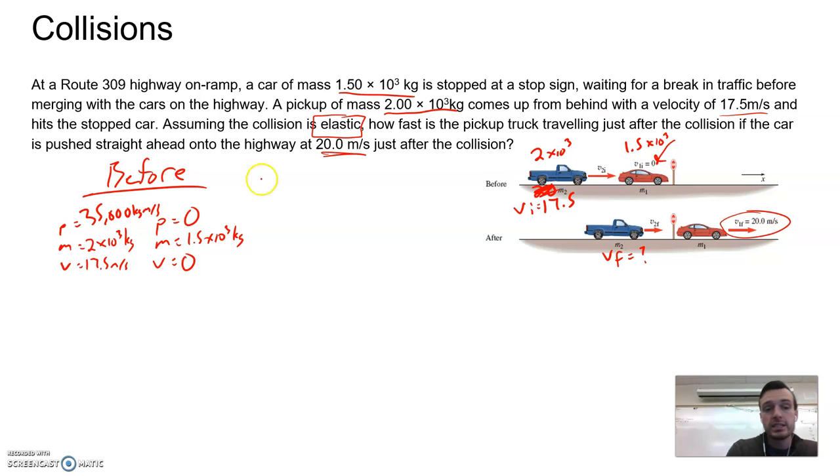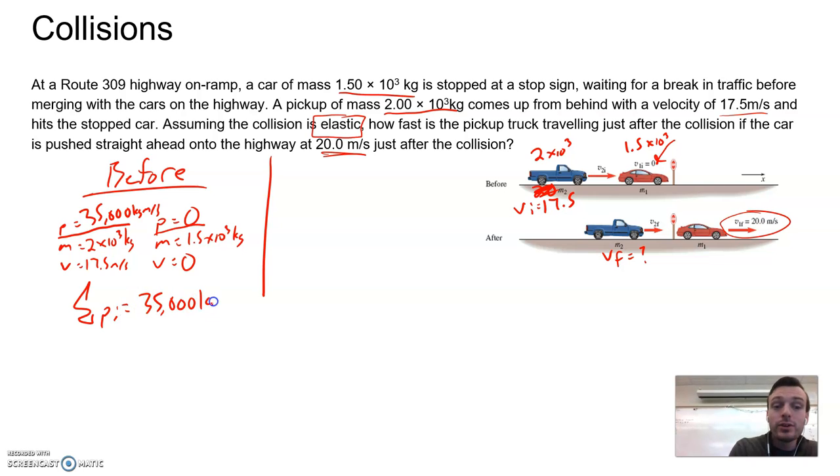Now, that's before the collision, and so if the truck has 35,000 kilogram meters per second momentum and the car has 0, you add them together, the total momentum before the collision is 35,000. And if the total momentum before a collision is 35,000, then the total momentum after the collision has to be 35,000 because momentum is always conserved.